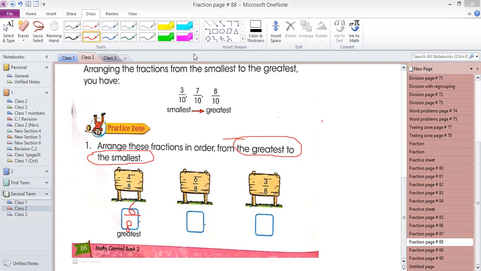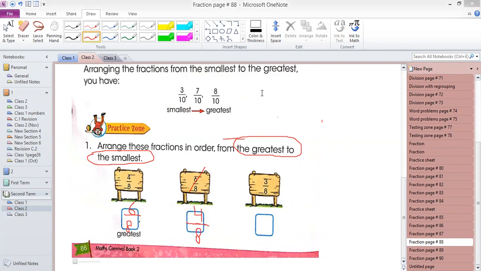Azam Saleh. Which is the second biggest after 6/8? Which is bigger, 4/8 or 3/8? 4/8. So we will write here 4/8. Why is 4/8 bigger than 3/8? Because 4 is bigger than 3. Good. Thank you.